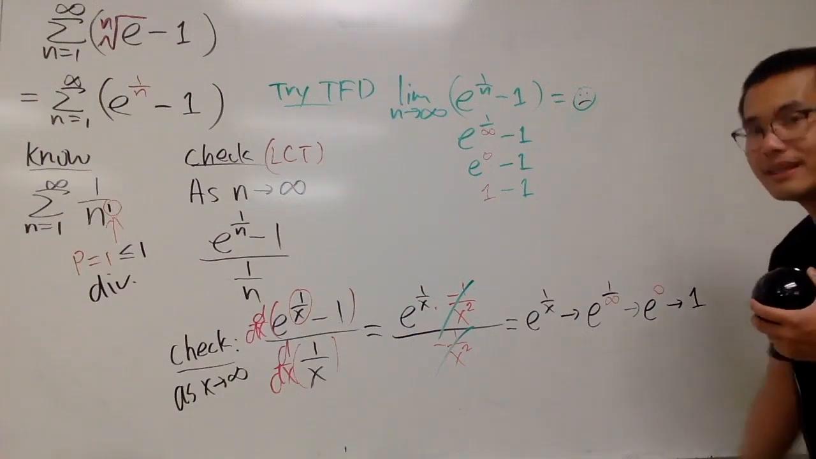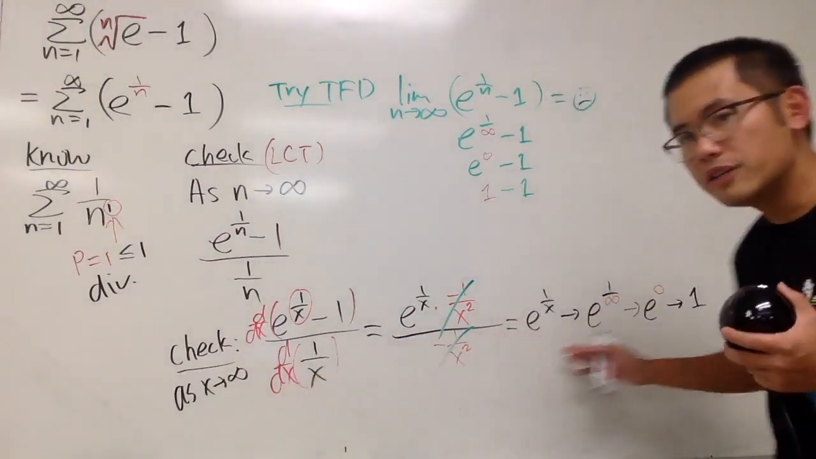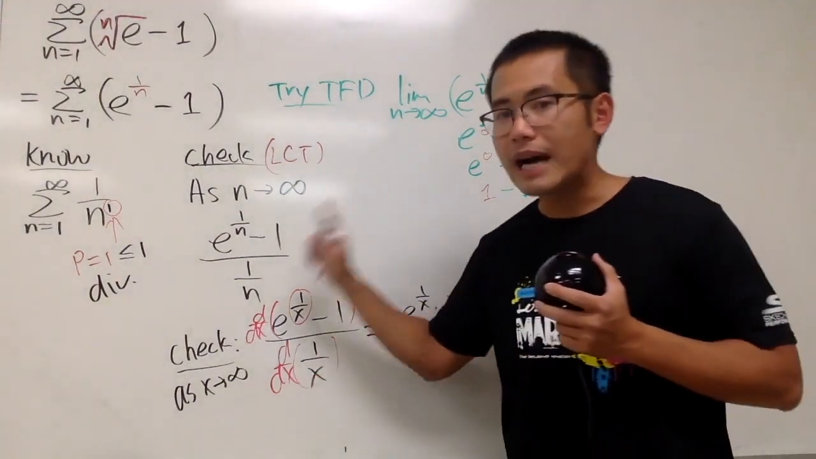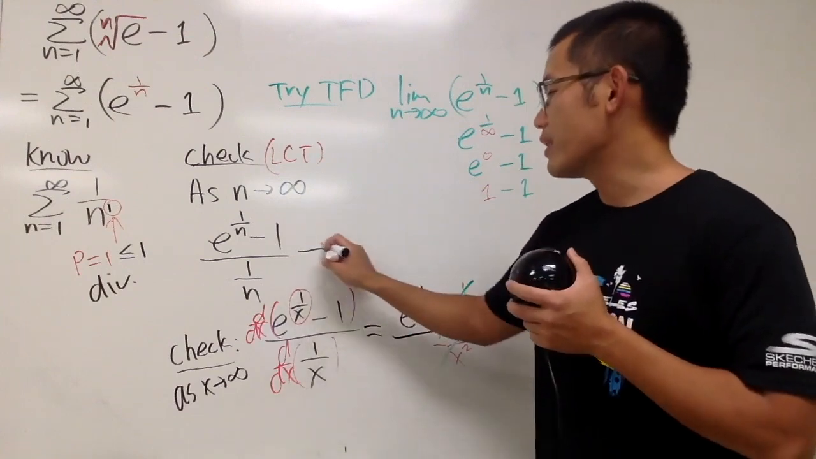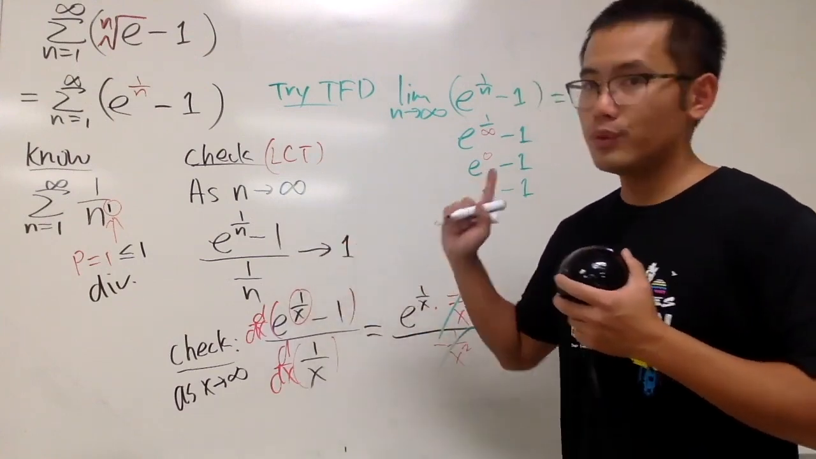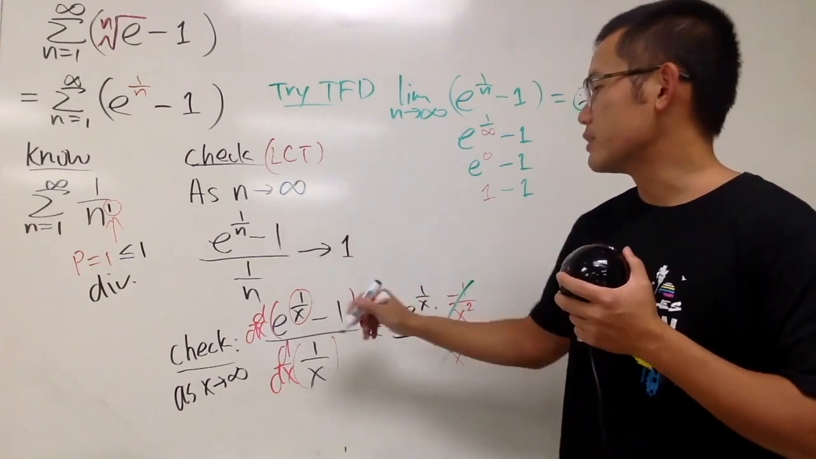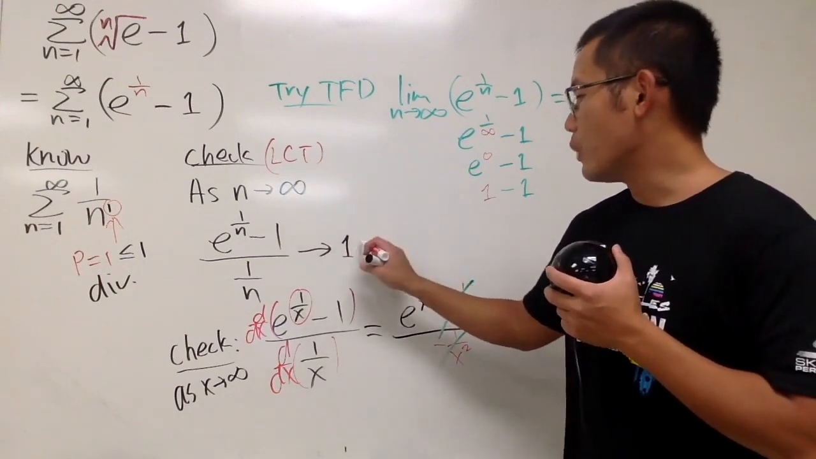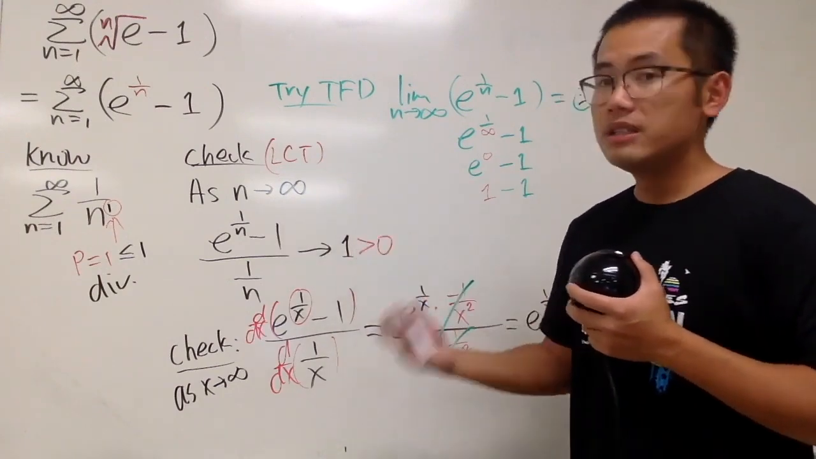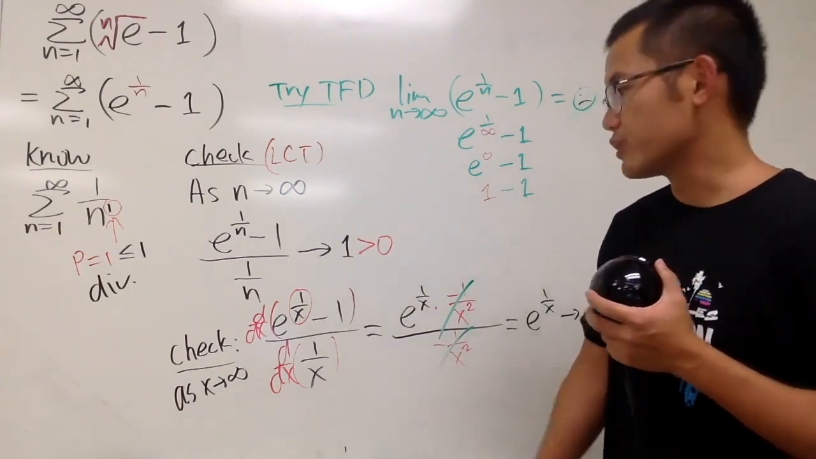And this is 1. For the function part, if a limit exists, that means we can show that this right here for the sequence, this right here also goes to 1. And for the limit comparison test, this is good. Again, 1 is greater than 0. Therefore, we get to draw our conclusion.